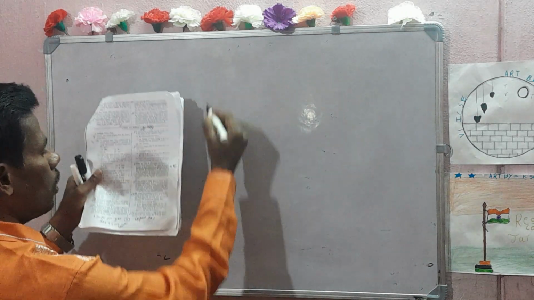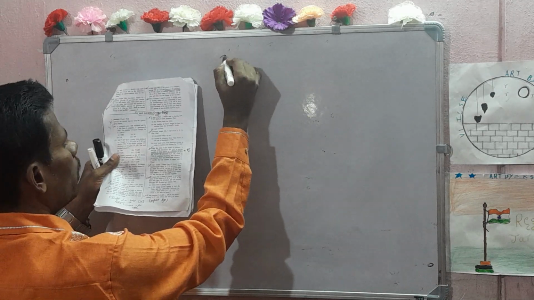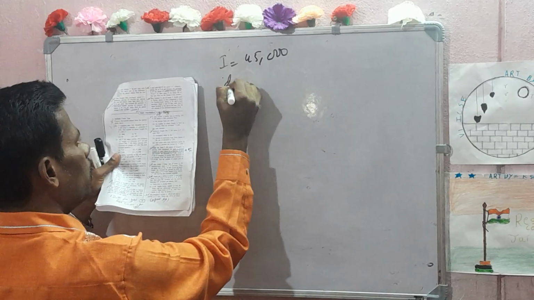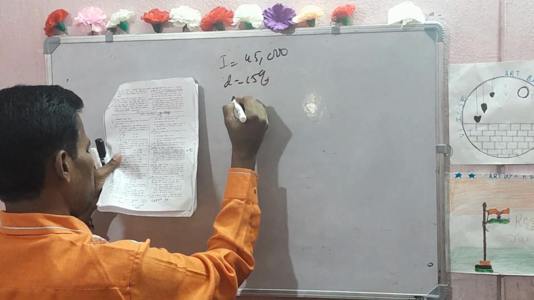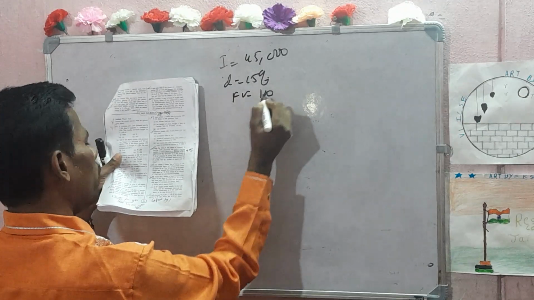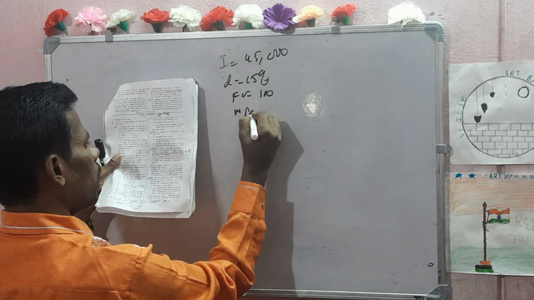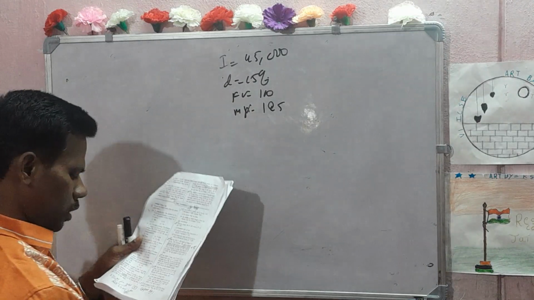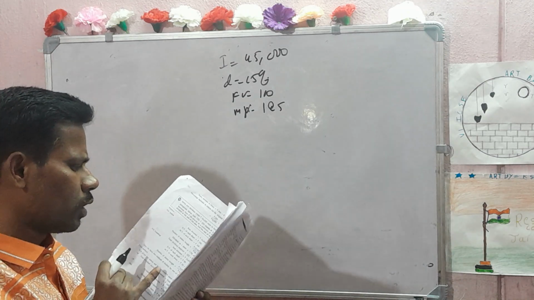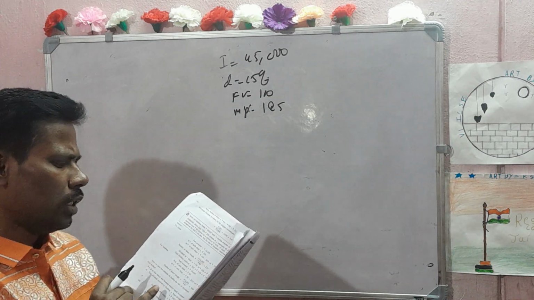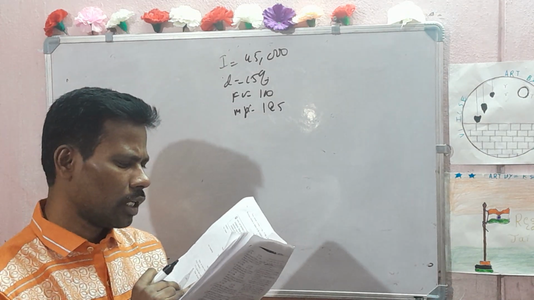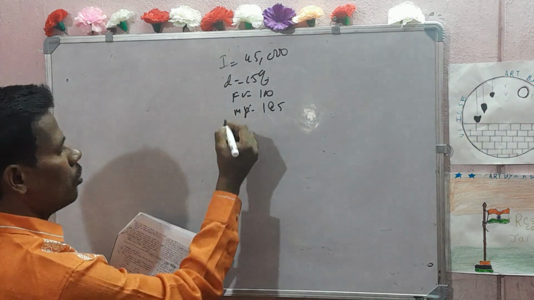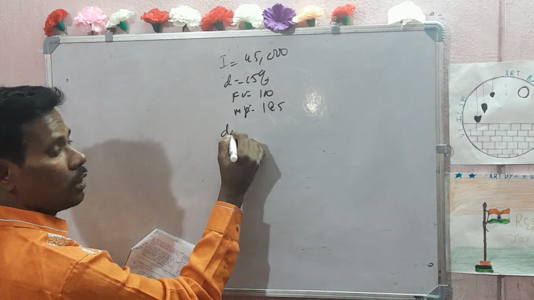So first of all, write down all the conditions. Investment is equal to 45,000 and dividend is equal to 15%. Face value is 100. Market value is 125. He is asking to calculate the number of shares he still holds, and the dividend due to him on these remaining shares. So first let us calculate the dividend.